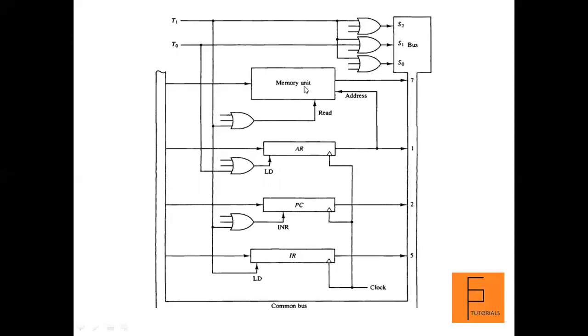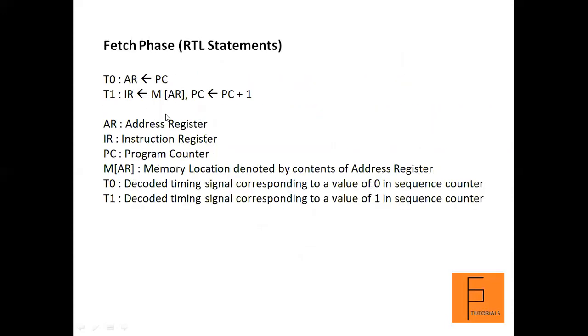That is why, first, we enable the read input of memory, and then we place the content of the memory onto the bus. We place the content of the memory unit onto the common bus by making S2, S1, S0 equal to 1, 1, 1. Now, after this, we transfer the content of the bus into the instruction register. Look at this. You have to transfer the content of the memory to the IR. IR here refers to the instruction register.